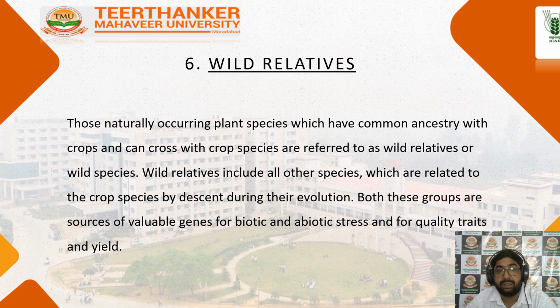Number six, wild relatives. In this slide I explain the wild relatives. Those naturally occurring plant species which have a common ancestry with the crop and can cross with the crop species are referred to as wild relatives or wild species. The wild relatives include all other species related to the crop species by descent during their evolution. Both these groups are sources of valuable genes for biotic and abiotic stress and quality traits.